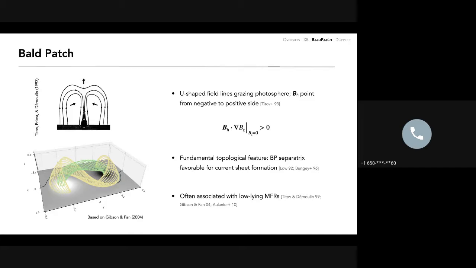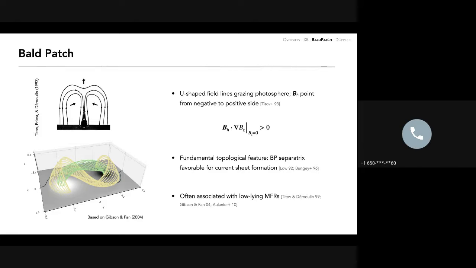In 3D, things are much more complex. Now, on the lower left is a model from Sarah and Nicole in 2004. They emerged kinematically a flux rope from the lower boundary. That is the green flux tube here. And then there are these special sets of field lines that are shown in yellow that tangentially touch the photosphere. That gives you an S shape, right? And those are the field lines that are threading the bald patch on the photosphere.